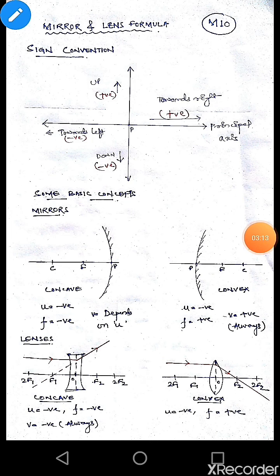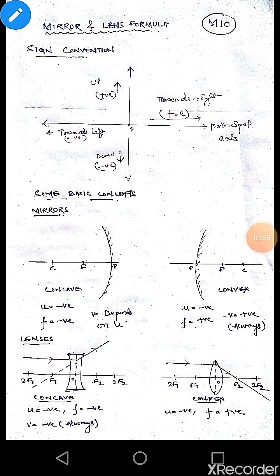Now in case of concave mirror, the focus is on the left hand side of the pole, and that is why this focal length would be negative. But in case of convex mirror, the focus is on the right hand side of the pole, and that is why the focal length is positive. If you remember, in case of convex mirror, the image is always virtual and erect, and this is formed on the right hand side between pole and focus, and that is why the image distance in case of convex mirror is always positive. But in case of concave mirror, it depends on where the object is placed.